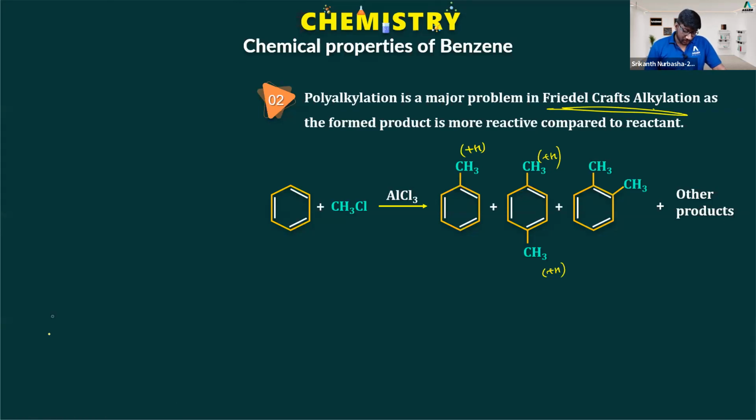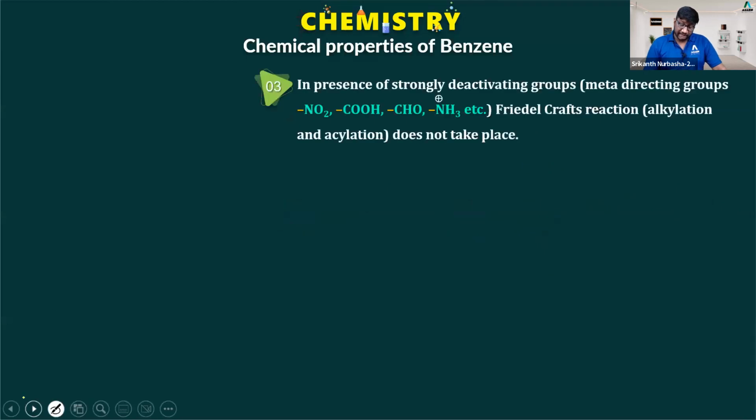Right, students, let us proceed further. In the presence of strongly deactivating groups, what are those groups? Meta-directing groups: NO2, COH, CHO, NH3 plus. Friedel-Crafts reaction, alkylation and acylation, does not take place. If we have a strongly deactivating group, we have very little electron density in the benzene ring. Because of that, a strongly electron withdrawing group, no electrophilic substitution reaction will happen.